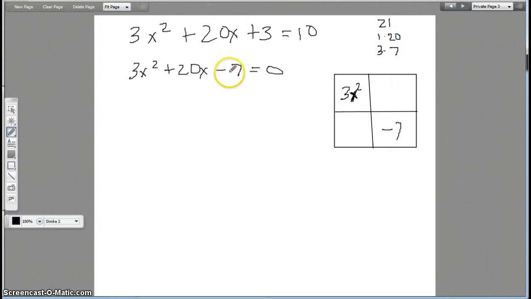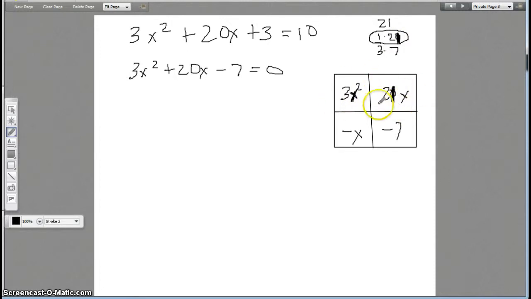Now, since there's a negative sign here, see the negative sign? That means we need to subtract our factors, and we need to subtract the factors to find 20. So that means we're going to use 1 and 21. And because this is a positive number, it means our bigger number has to be the positive one. So we're going to have 20x and negative x. Okay, now we need to find the greatest common factor in each row and in each column. I'm sorry, I said 20 there. That's 21. 1 times 21 is 21, not 1 times 20.